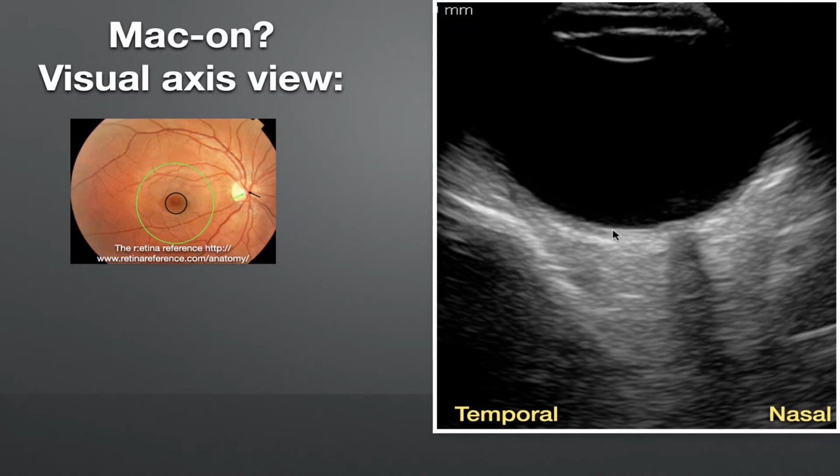But on ultrasound, it's sonographically indistinct from everything else. It just looks like the rest of the retina. So if you manage to get the lens in the front of your view and the optic nerve in the back of your view, the lens is focusing the light on the macula just temporal to the optic nerve. If you can get this visual axis view where you have lens and optic nerve, the macula is always going to be right here on the temporal side.